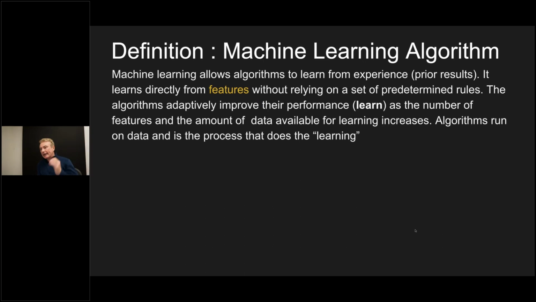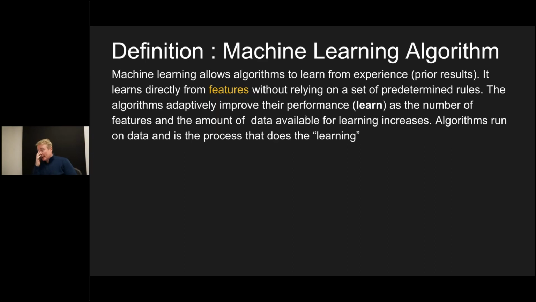So again, if you take one outcome from this, and if you don't know about machine learning and data science, this is really key, making machine learning accessible to you. Machine learning allows algorithms to learn from experience. So what's the experience? The prior results, prior sales prices, based on the prior size of the house and bathrooms. It learns directly from features without relying on a set of predetermined rules. And the algorithm adaptively improves its performance, learning as the number of features and the amount of data available increases. So the algorithm that runs is learning, right?